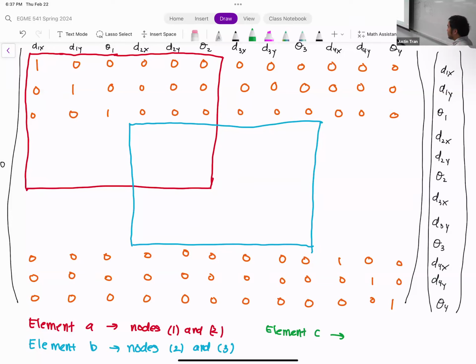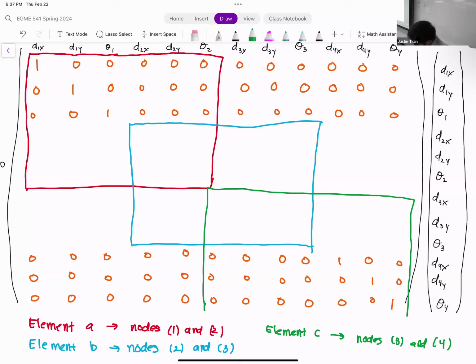Element C here is nodes 3 and 4. That's all of these guys right here. All right. So of course we have some entries here that aren't boxed, that aren't included in the element stiffness matrix. So we can just go ahead and put zeros for those. Okay. We have 0, 0, 0, 0, 0, 0, 0, 0.